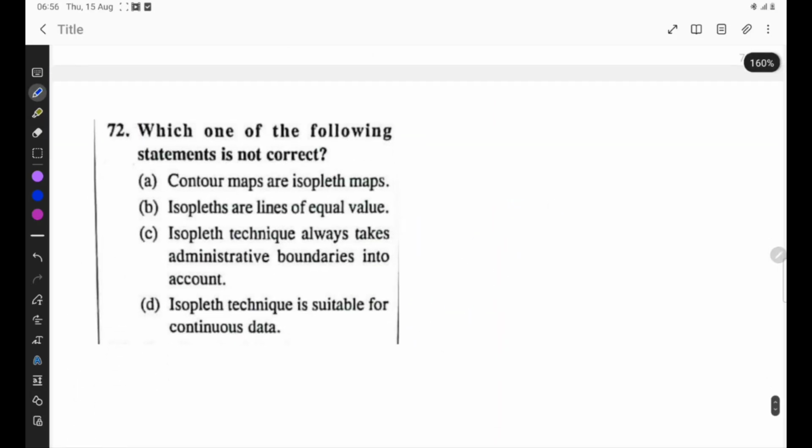Which one of the following statements is not correct? Contour maps are isopleth maps. The statement is correct. Isopleths are lines of equal value. This is also correct. Isopleth techniques always take administrative boundaries into account. No, this is not correct. Isopleth technique is suitable for continuous data. Yes, the statement is correct. So the answer is C.